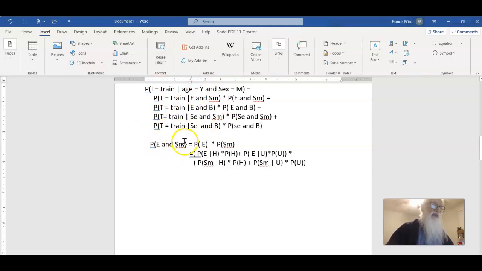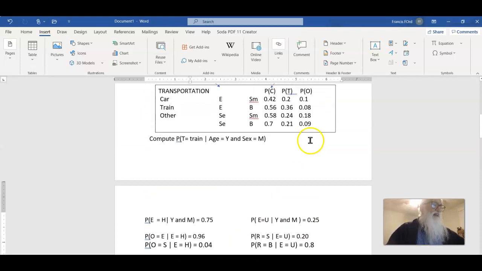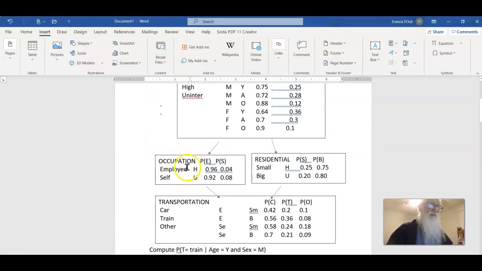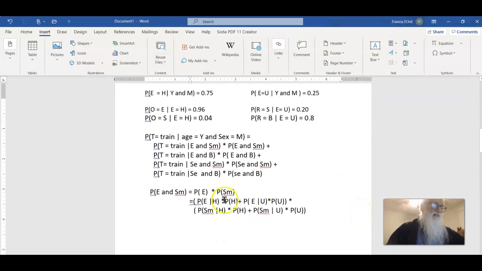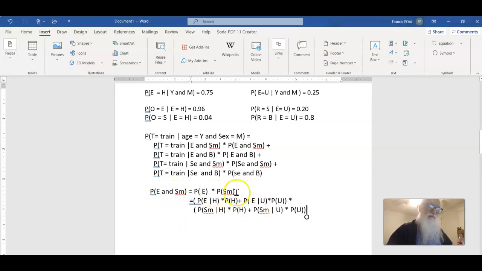So if I'm going to do E and SM, the two items I'm working with, the occupation and the residential, are independent of one another. So the probability of both of them is simply the product of the probability of each of them. So the probability of E and SM is the probability of E times the probability of SM. Now I have to do this particular computation 4 times for these 4 different probabilities. I'll just begin going for this one.